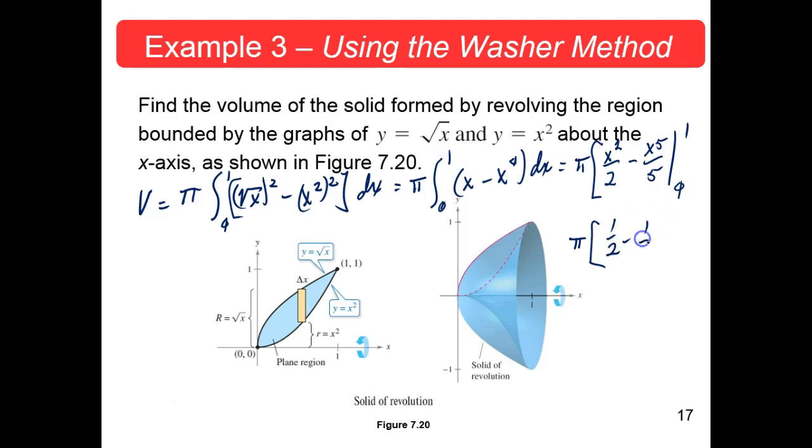1/2 minus 1/5, and the zeros give you nothing. So I'd just about as soon think of that as 0.5 minus 0.2. That would be 0.3, or pi times 0.3. Now that's probably not how the book does it, 0.3 pi.